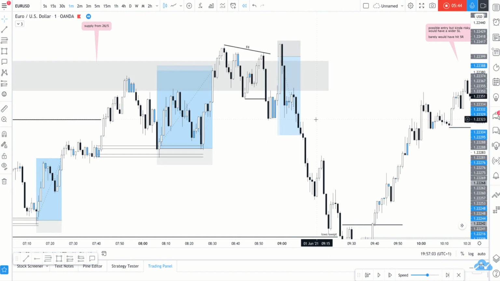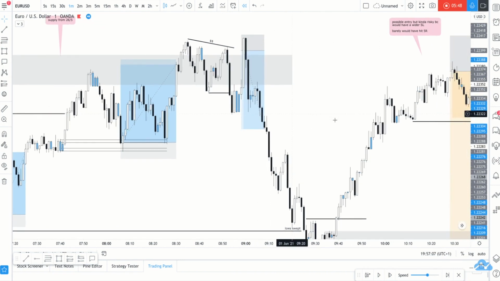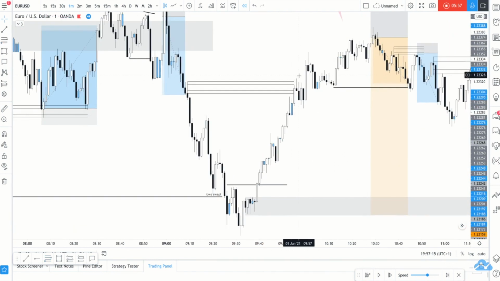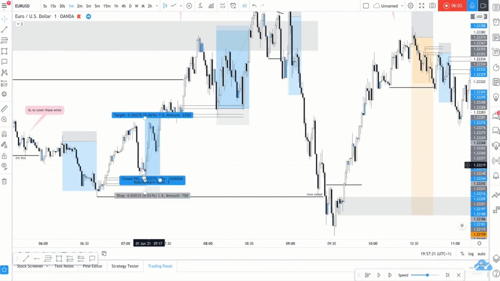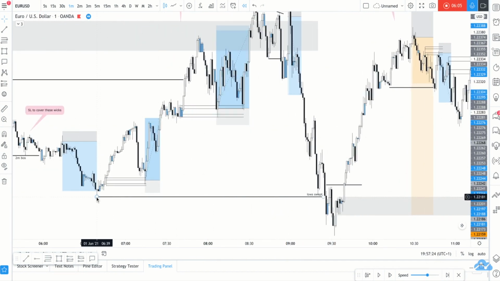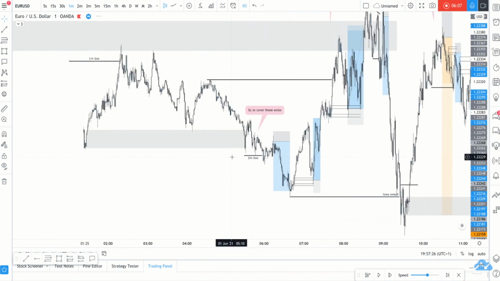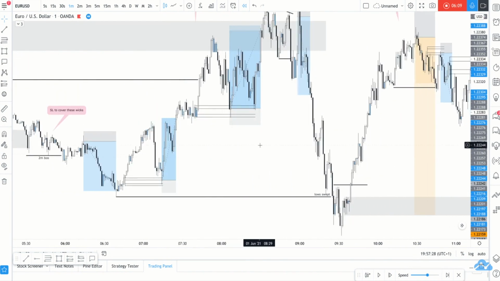Then I tried to look for other entries here, but I can't find any. This broke structure, and then it would have been this wick as well, which if I took would have been taken out, but following the trend continuation, because technically it did break this low, so I would still take continuations down to the downside.